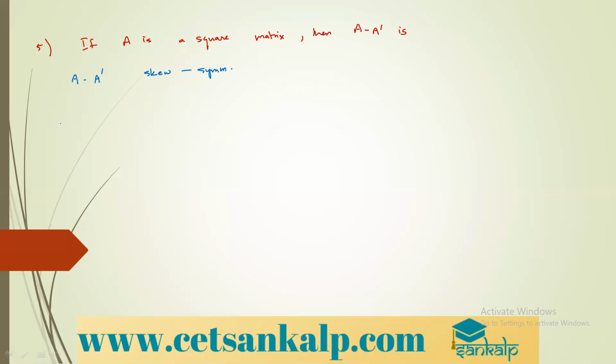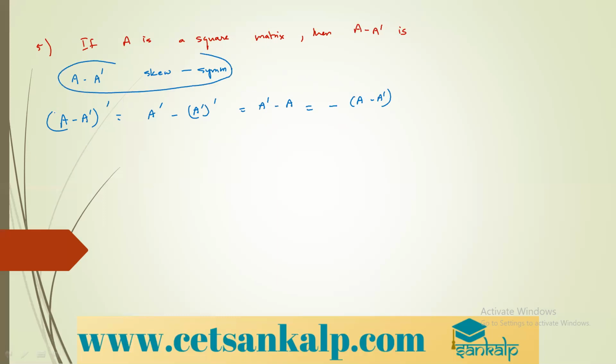How did I get it? Because if you take (A minus A dash) whole dash, it will be A dash minus (A dash) whole dash. That is, it will be A dash minus A, or it is minus of (A minus A dash). For this reason, I'm saying that it will be a skew symmetric matrix.